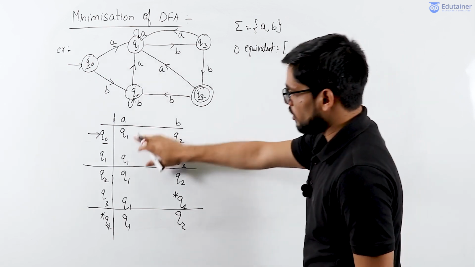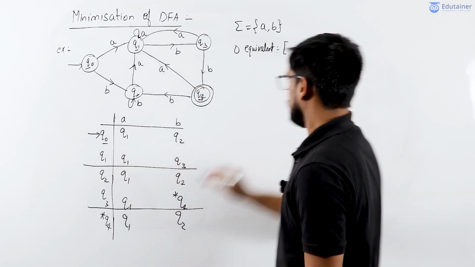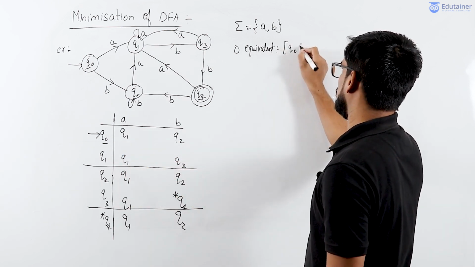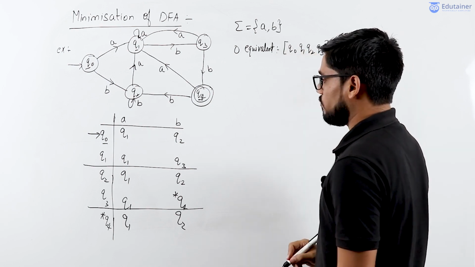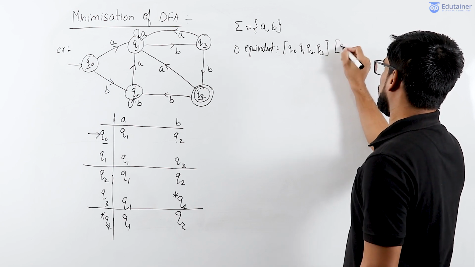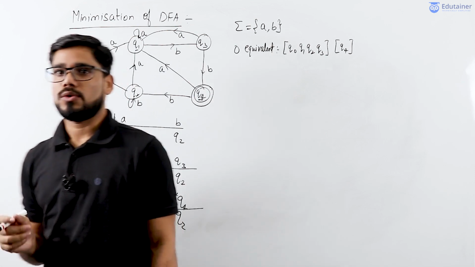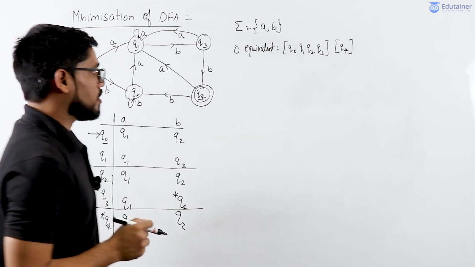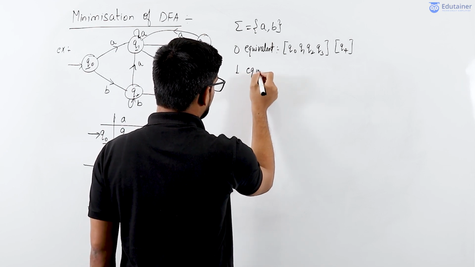So what are the non-final states here? The non-final states are Q0, Q1, Q2 and Q3. And what are the final states? There is only one final state, which is Q4. This is the zero equivalence set. After constructing the zero equivalence set, we will move to the one equivalence set.